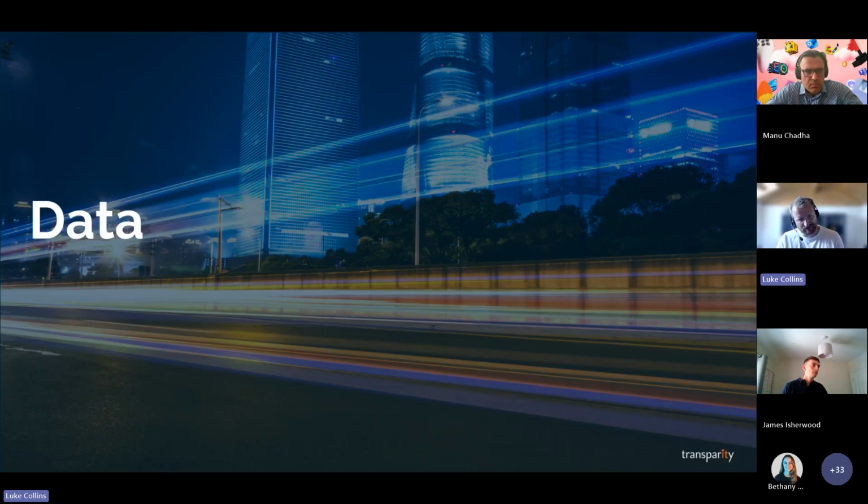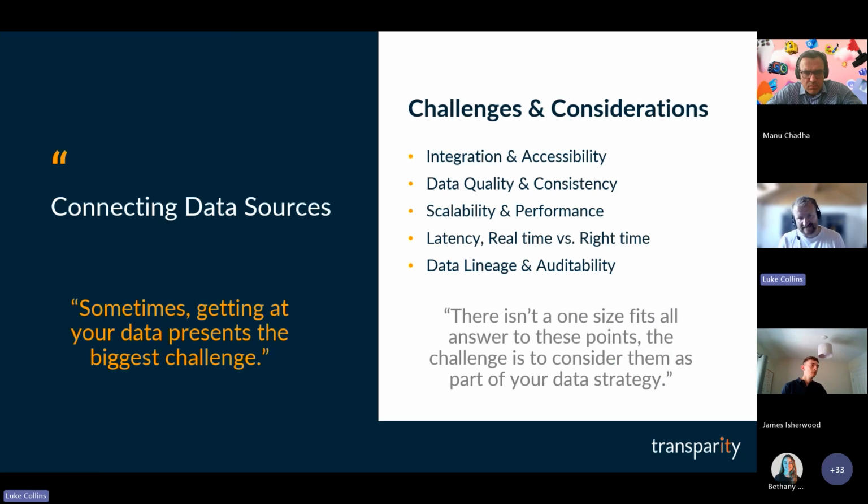So I just wanted to drill down in a bit more detail on each one of those pillars. Like we said, data being the core starting point. A lot of you will have a good understanding of what data is within the business today. But again, a bit like the strategy, there isn't one size fits all for addressing all of those challenges and considerations. How do we integrate with it? How do we ensure quality and consistent data? Can it scale? Batch versus real time, for example. Where does the data come from? Who owns it?